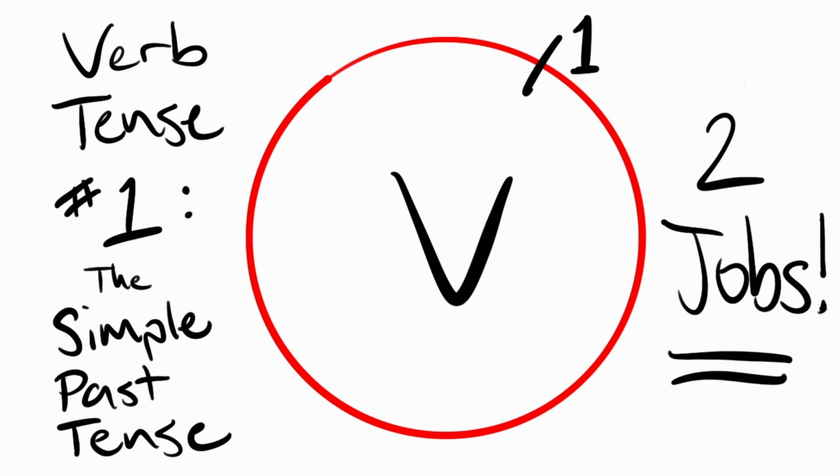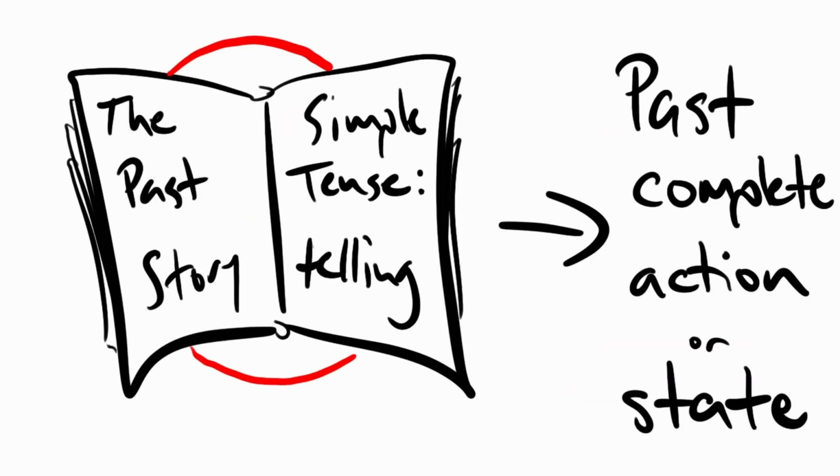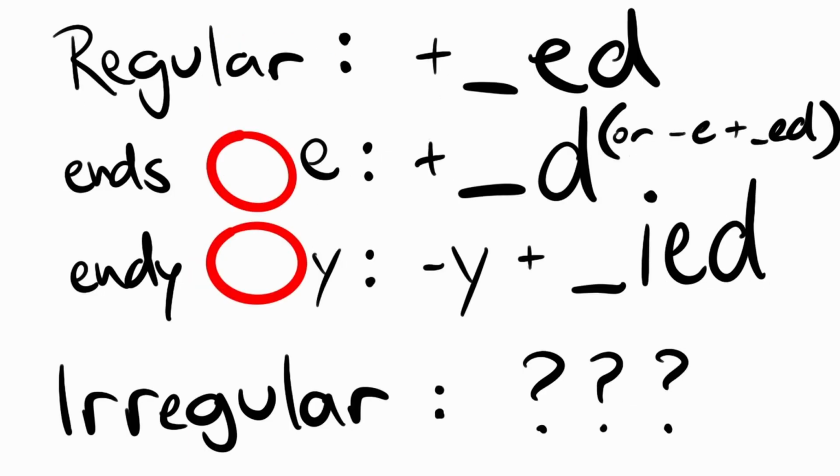So that's the simple past tense in a nutshell. Remember, the simple past tense has two jobs. The first is to tell you that an action is completed and it is in the past. The second is to tell you whether or not a verb is regular or irregular. Regular verbs end in ed in the simple past tense. Irregular verbs do not.